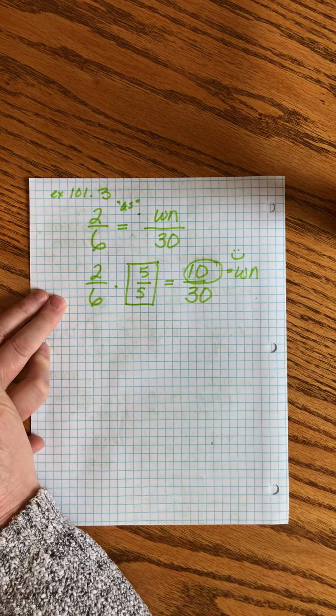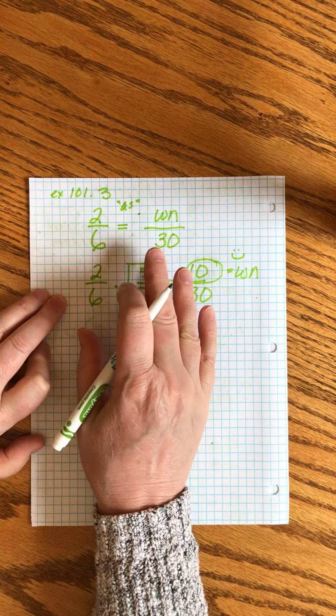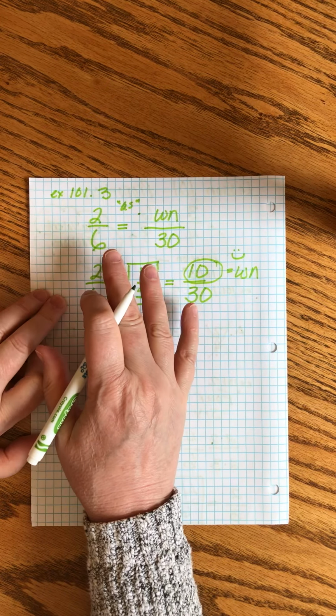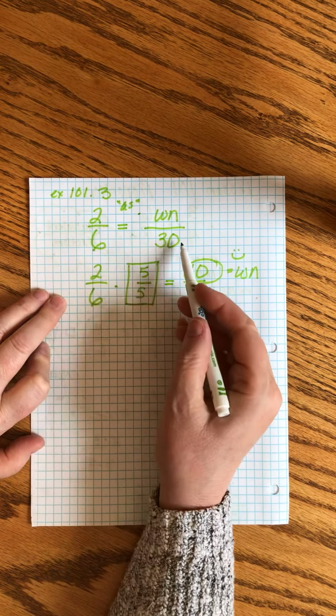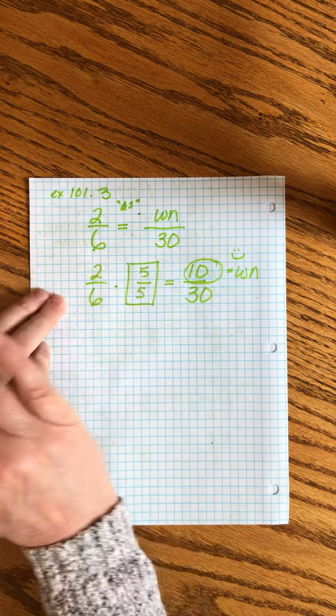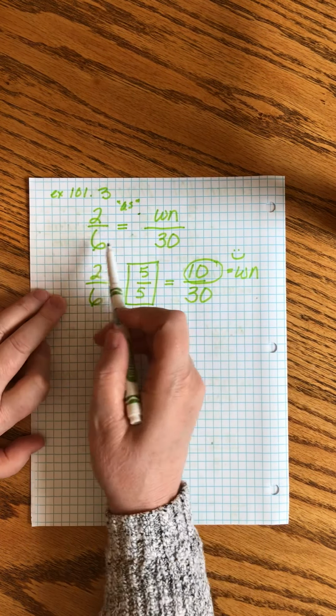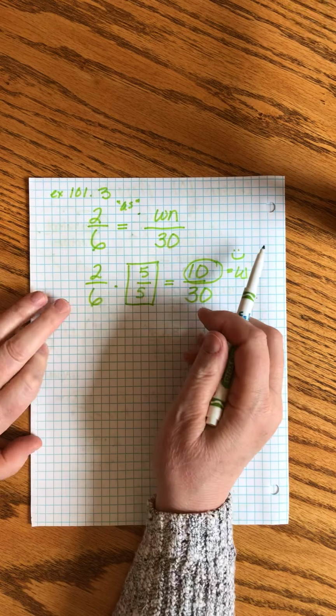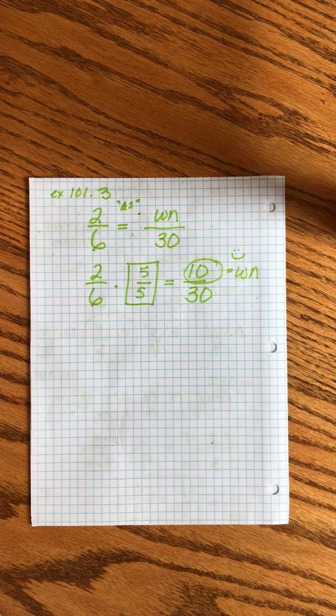Yay! Okay, if you think of this as just an exercise in either reducing fractions or changing them to make matching denominators, it's the very same thing. We're just setting two fractions equal to each other and calling them proportions. Okay, that is lesson 101. I'm looking at the homework.